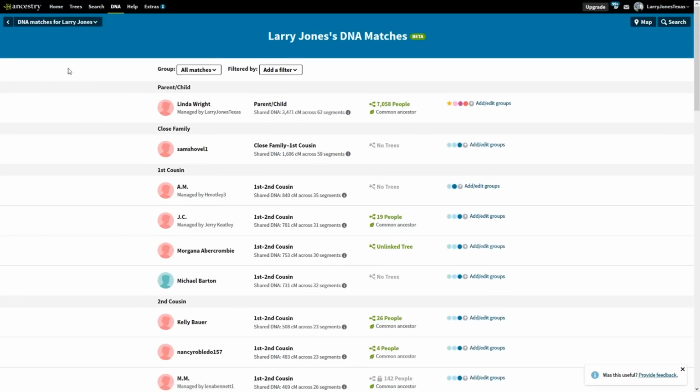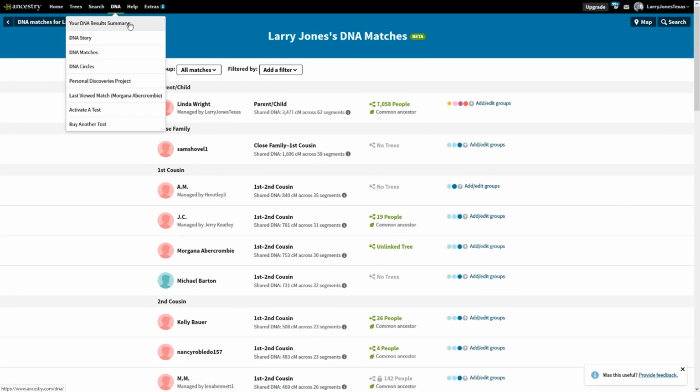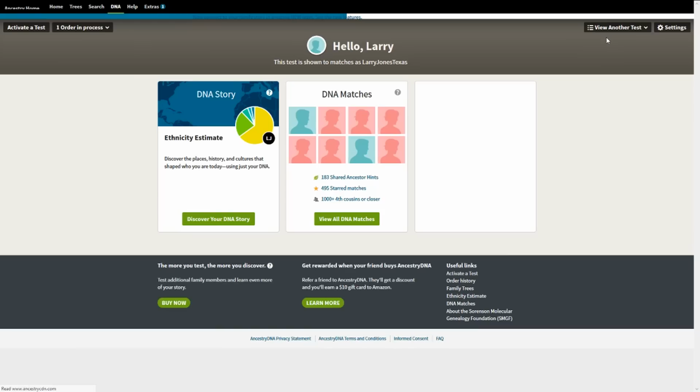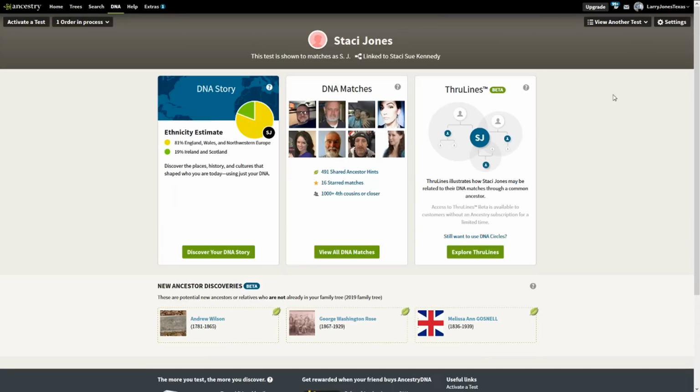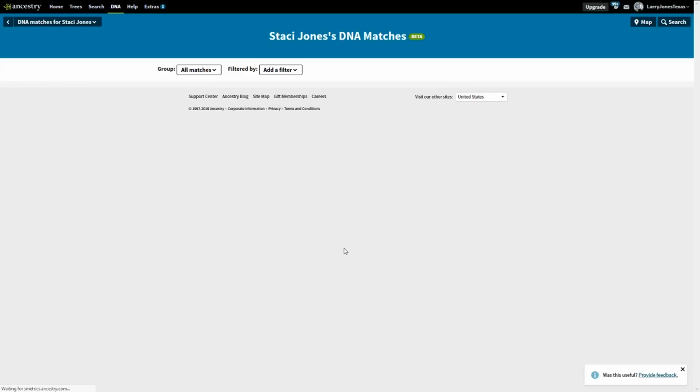What does this look like for another test? So let's look at somebody else's. Let's go to the DNA main page. My wife also took the test, and this family is completely different than mine. Again, let's assume she has no DNA circles, no through lines, no shared hints. We're just going to look at the matches.